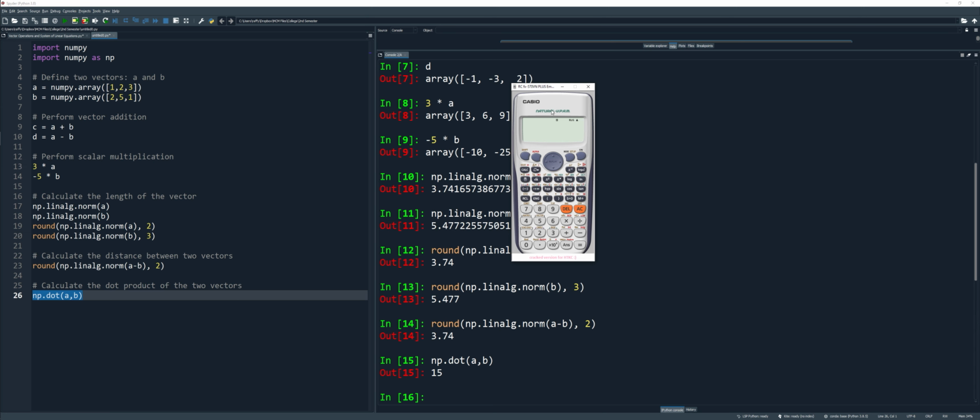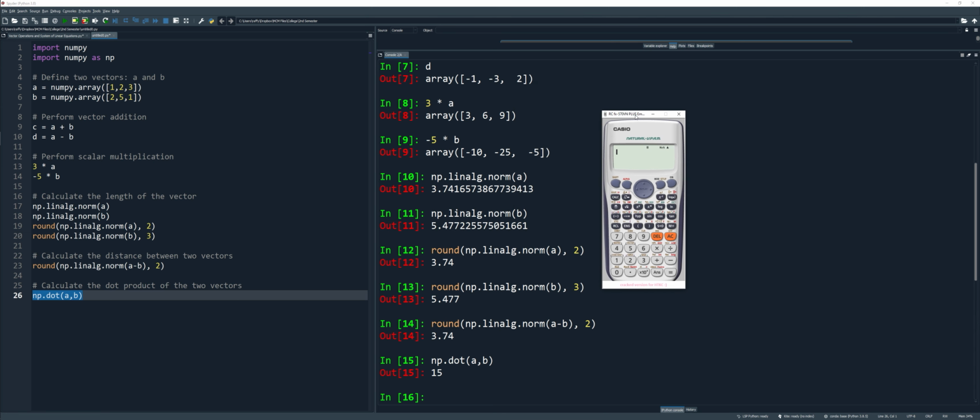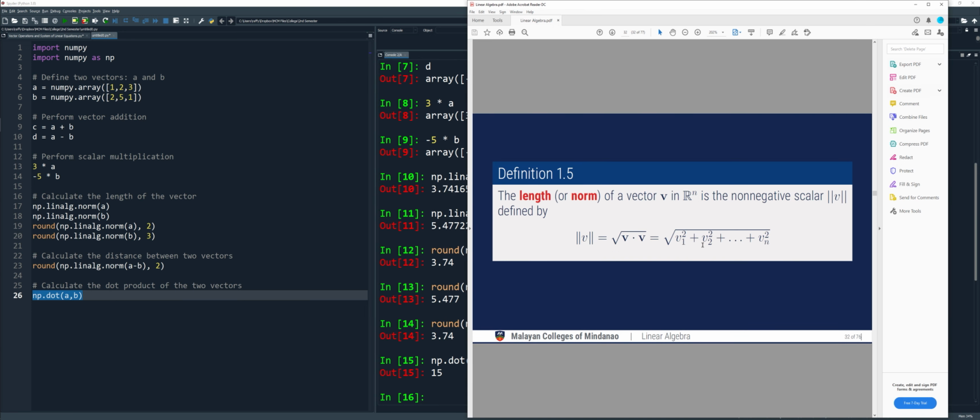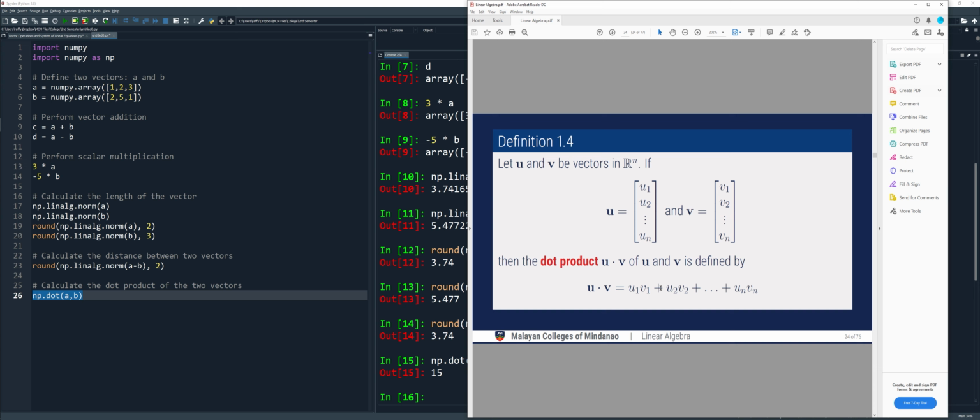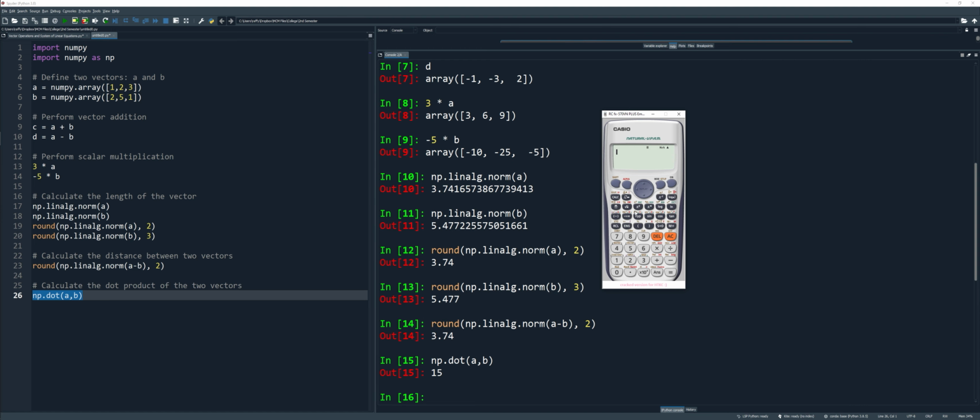So to confirm if our answer is correct, remember that the formula for a dot product is this one. This is how we define the dot product. We just multiply the corresponding components, then get the sum of the products. So using our calculator, we can do that by multiplying the first component, 1 times 2, plus the product of the second component, 2 times 5, plus the product of the last component. And that's equal to 15.